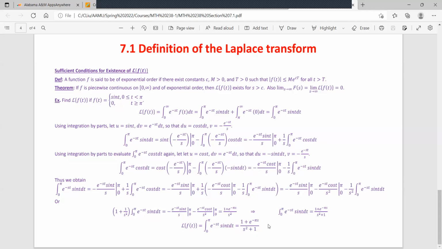Any questions for this example, or any questions for anything in this section?